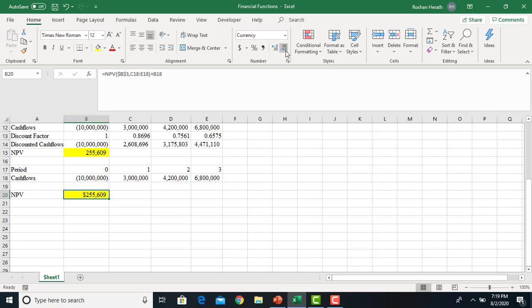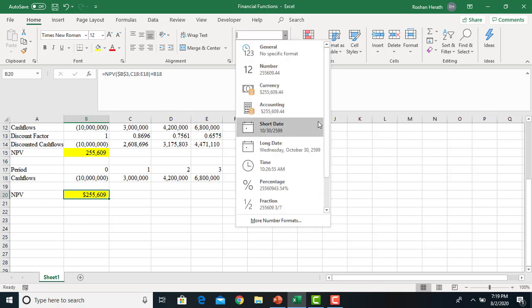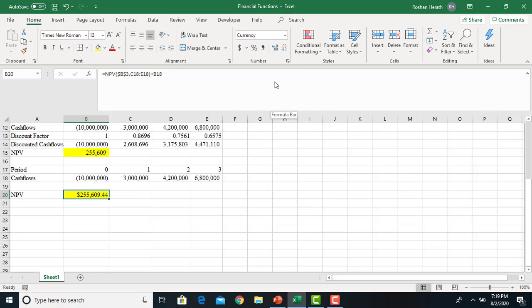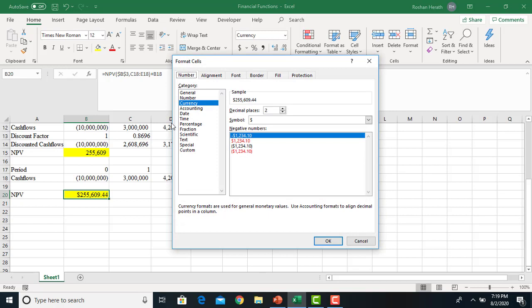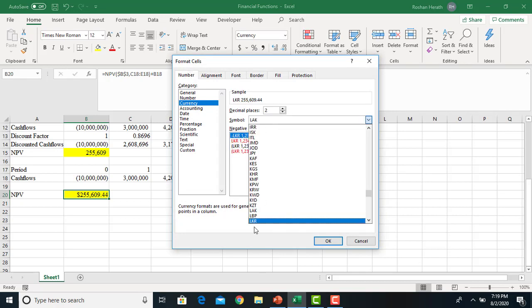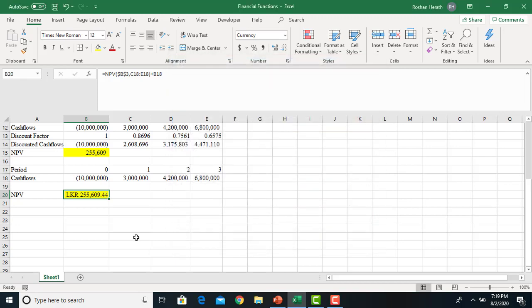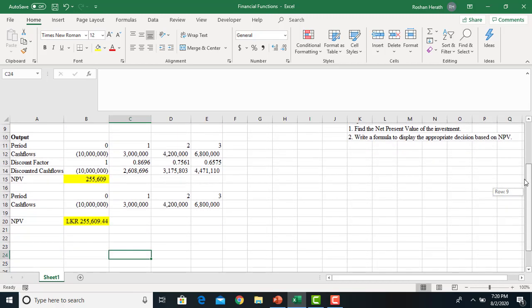So if you remove the decimal places, yes, that is exactly the same. Exactly same. You can even change the currency. So the currency, in our case, has to be the LKR. You can select our currency, if needed. So it is LKR 255,609.44. So that is the NPV, right? Now you have seen how easy it is to work this out.